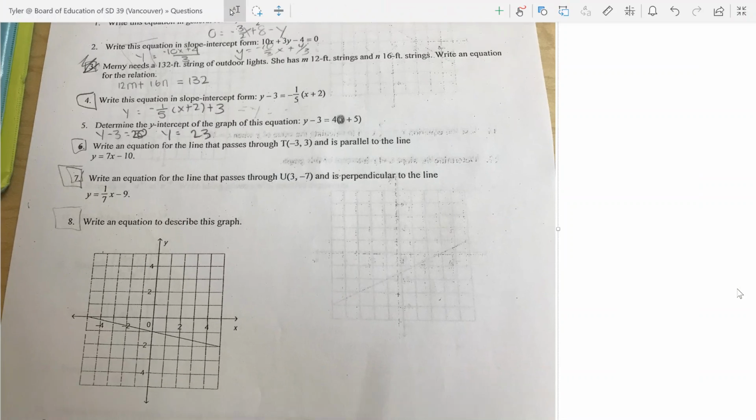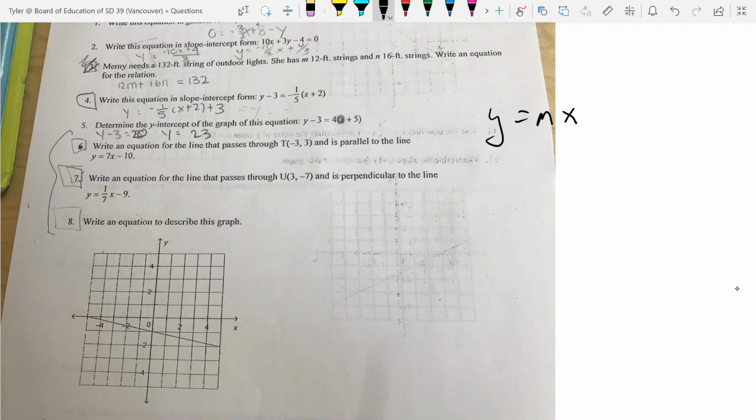All right. So we got a couple of review questions we're going to look at. We're going to do 6, 7, and 8 on here. The first one says, write the equation that passes through that point and is parallel to this line. So I'm going to write y equals mx plus b.